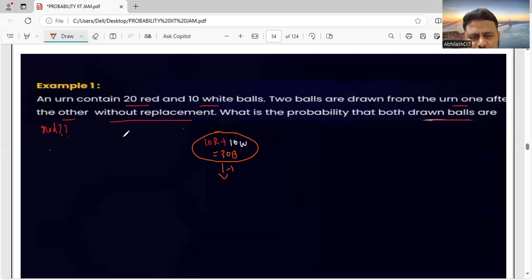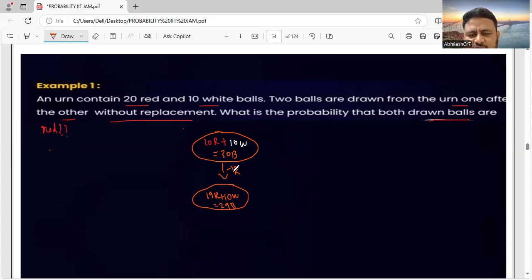Listen to me carefully. If I remove one red, minus one red, how much red will remain? This will become 19 red plus 10 white balls. So the total is 10 plus 19, that is 29 balls, after one red is removed. This is the first case.